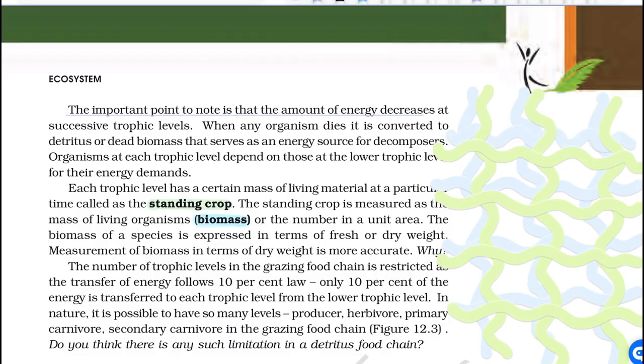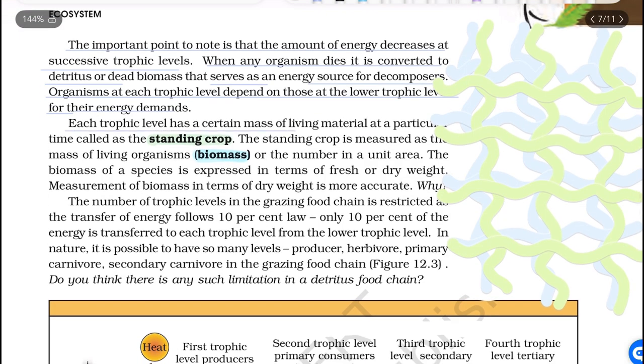The important point to note is that the amount of energy decreases at successive trophic levels. When an organism dies, it is converted to detritus or dead biomass that serves as an energy source for the decomposers. Organisms at each trophic level depend on those at the lower trophic level for their energy demands. Each trophic level has a certain mass of living material at a particular time, called the standing crop. The standing crop is measured as the mass of living organisms, biomass, or the number in a unit area. The biomass of a species is expressed in terms of fresh or dry weight. Measurement of biomass in terms of dry weight is more accurate.